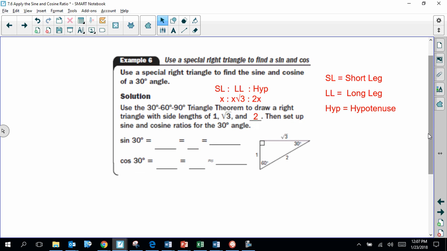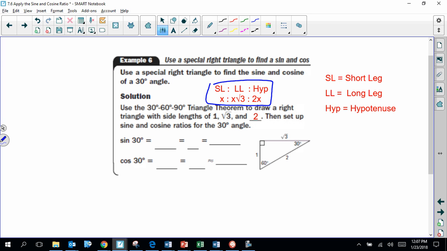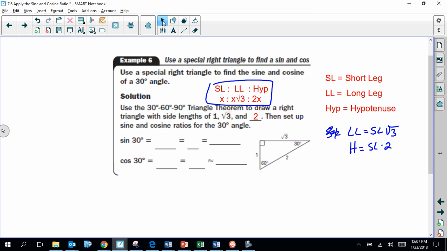Now we saw something like this with tangent also, where we were looking at special right triangle, 30, 60, 90 triangle. And here it's just kind of showing you what the ratios for sine and cosine are going to be. Now if you don't remember, the rules for 30, 60, 90 triangles are that the long leg is equal to the short leg multiplied by the square root of 3, and that the hypotenuse is equal to the short leg times 2.